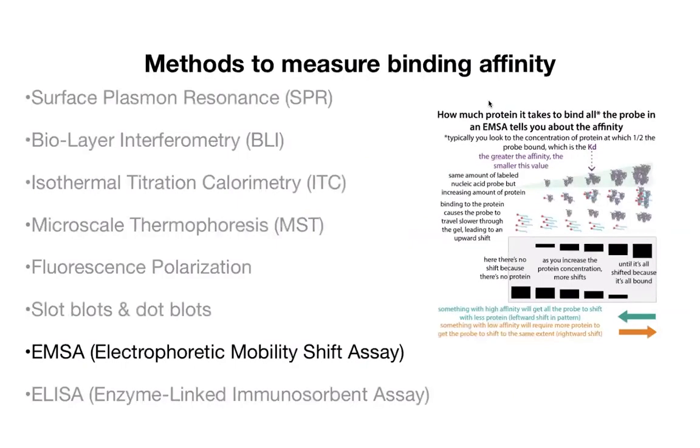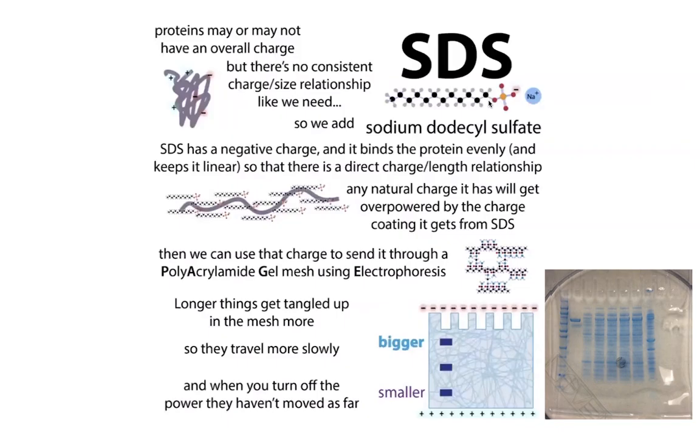Anyway, another method we can use to study the binding of DNA or RNA to proteins is an EMSA, or an electrophoretic mobility shift assay. Sometimes this is called a gel shift assay. We're going to talk a lot about this method called SDS-PAGE electrophoresis in this class, and we're actually going to be doing it in the lab.